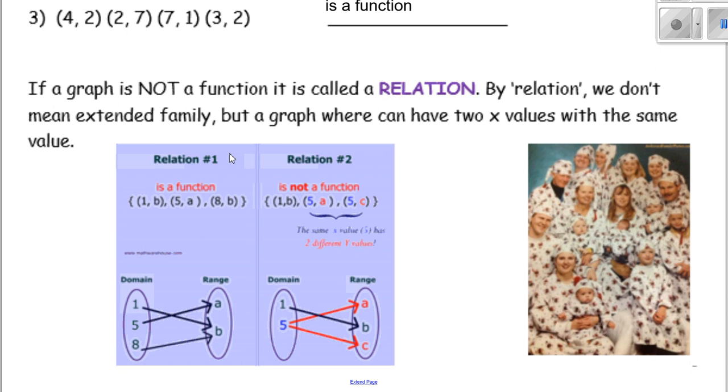But this one is a function. This one is not a function. But where a graph can, so by relation, where a graph can have two x values with the same y value. Grammatically, that's weird, I'm sorry.